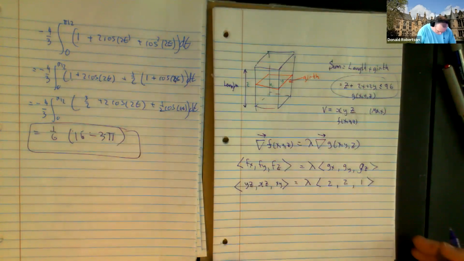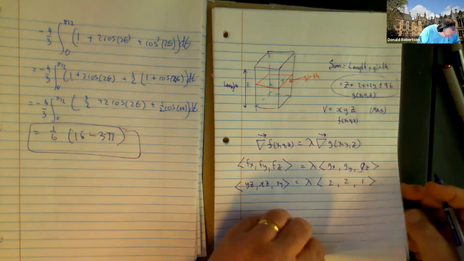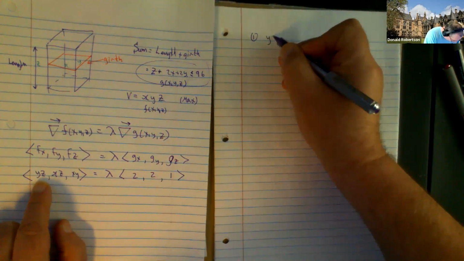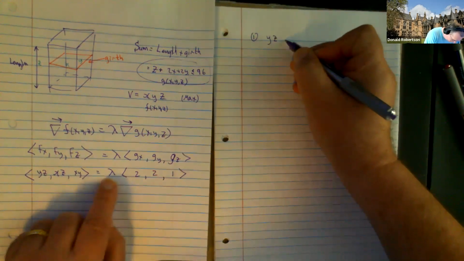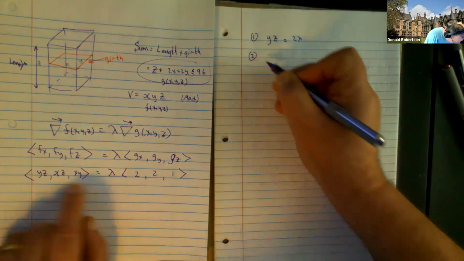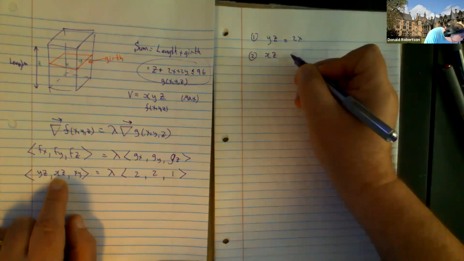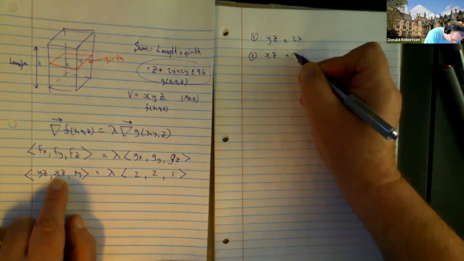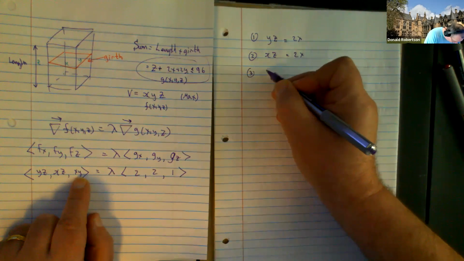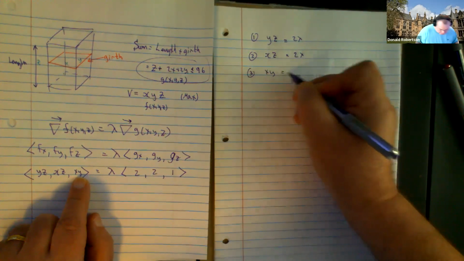So I need more room, so I'm going to do it over here. So if you take as your first equation the x components, YZ is 2 times lambda. If you do the second one, XZ is 2 times lambda. And the third equation is XY is 1 times lambda.